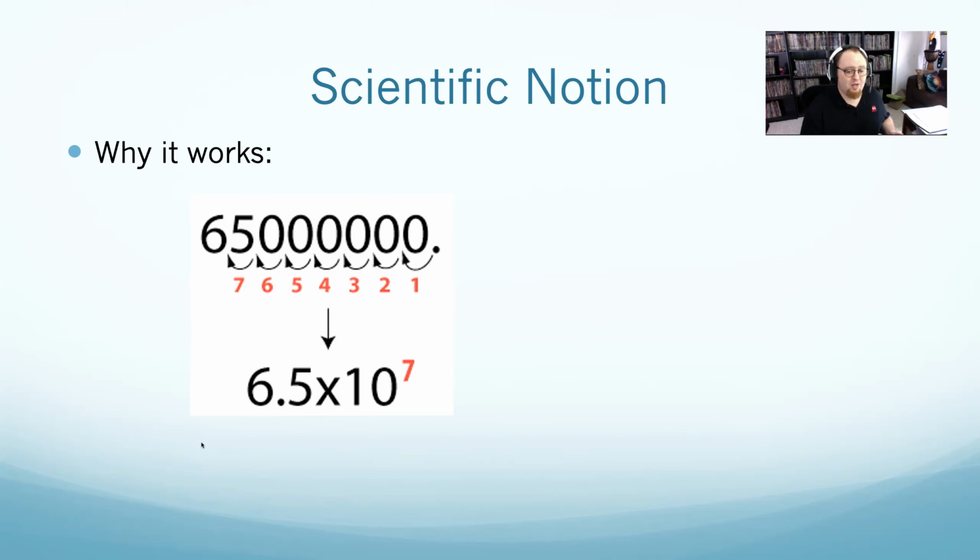You could also use the same logic to go the other way, that if I say 6.5 times 10 to the 7th, I can just say move this decimal 7 spots. It's a positive exponent, so it'll be a big number, 1, 2, 3, 4, 5, 6, 7, and say it's the whole same 65 million.